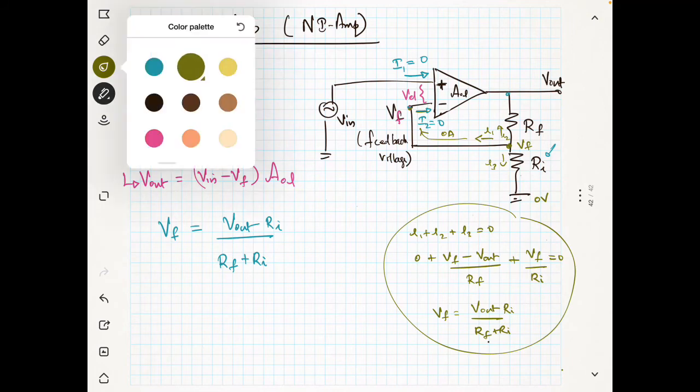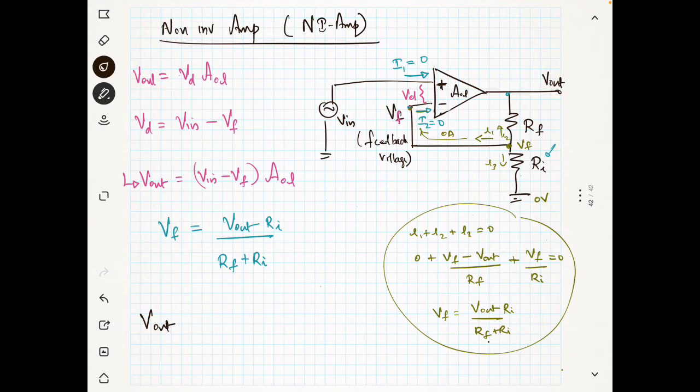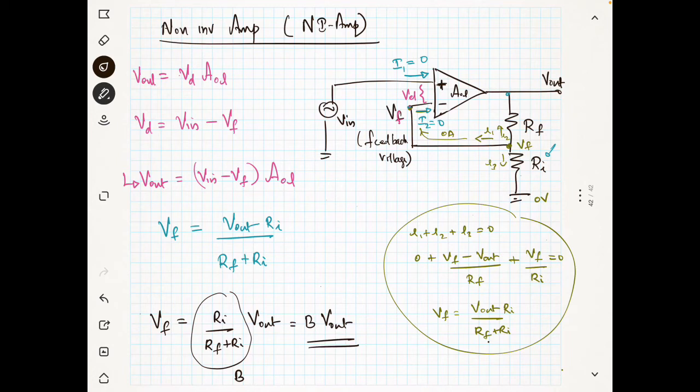So I am going to write what is my V out by using this. I can write this VF in another way also. My VF is equal to RI by RF plus RI, same thing, into V out, and I am calling this quantity B or beta. So this is B into V out for simplicity, okay. I hope this is clear to you.